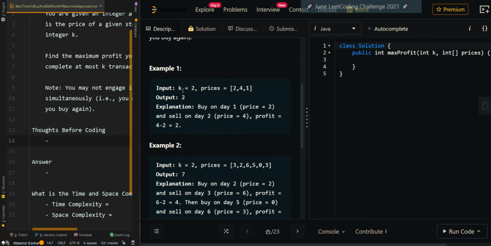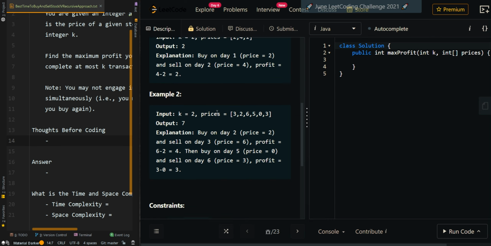So in the first example, we're given the maximum number of transactions we can make is 2, and then we're given this prices array. So the maximum profit we can get is buying on the first day and then selling on the second day. So we get a profit of 2, and then we can perform no more buy and sell. So the maximum profit we can get is just 2.